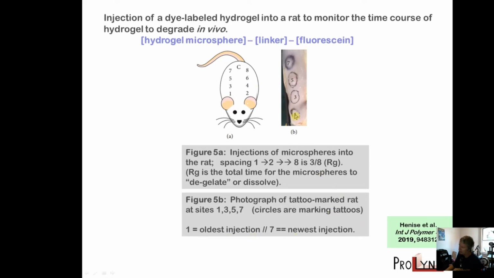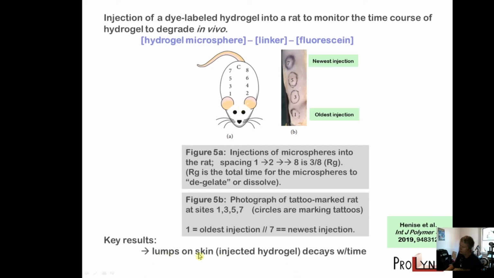What you can see is that with the old injections, there's less of a lump. As you move closer up to like 5 and 7, there's more of a lump. And so the lump is actually the hydrogel. So the gel is kind of in there. And it just shows that over time, the gel degrades. That's an important study when they're trying to do this drug delivery device. Okay? So this is a fundamental study, and it shows that they can watch in real time the degradation of the hydrogel. The key result is the lumps on the skin, which basically means the injected hydrogel decays with time.